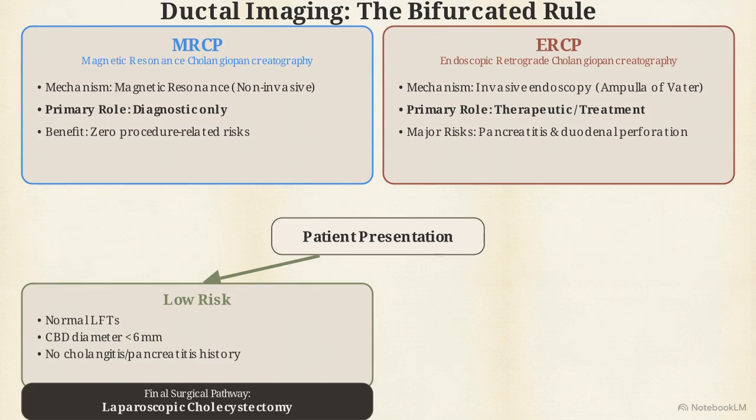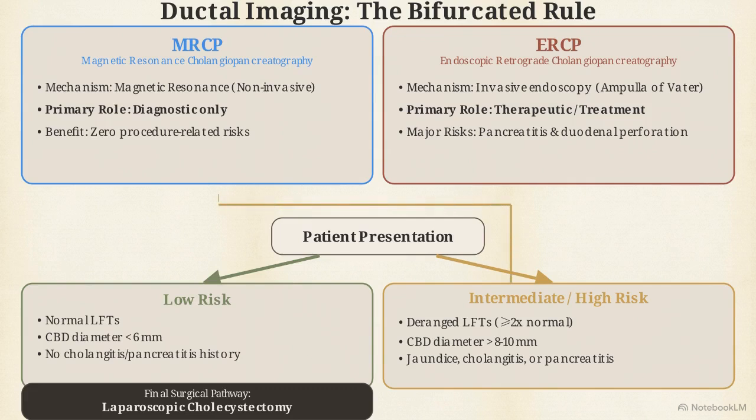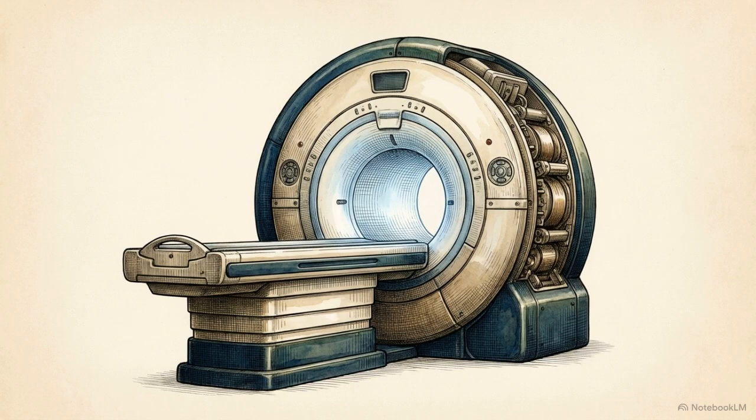Low-risk patients with a bile duct diameter under 6 millimeters and normal liver function proceed directly to surgery, but intermediate or high-risk patients presenting with dilated ducts and deranged liver function mandate an MRCP first. Because invasive endoscopies carry inherent pancreatitis and perforation risks, utilizing the strictly non-invasive MRCP is mandatory for confirmation prior to any therapeutic intervention.